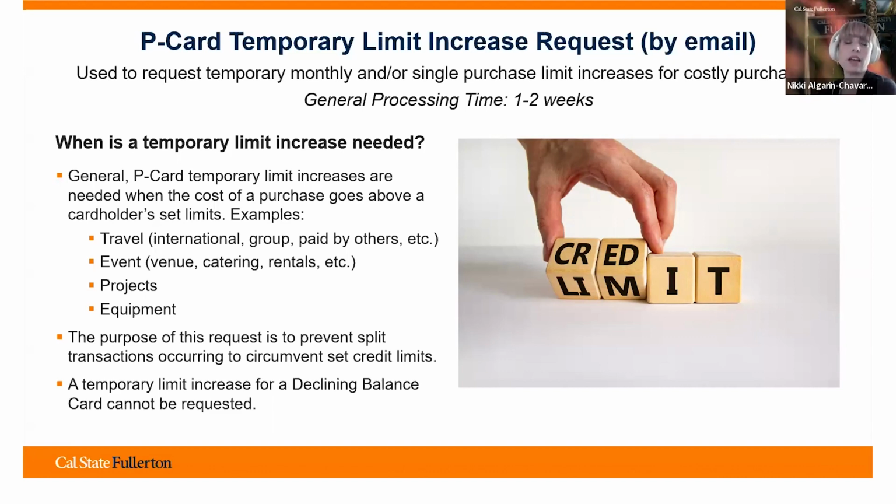When a temporary limit increase is needed, generally, a P-card temporary limit increase is needed when the cost of the purchase goes above the cardholder's set limits. So if a cardholder has a set limit of 5,000 and they want to make a purchase of 10,000, that is the time when you're going to request a temporary increase. Some examples include travel, such as international, group, or paid by others. So I can see a coordinator maybe covering travel for their entire department. They would need a temporary increase.